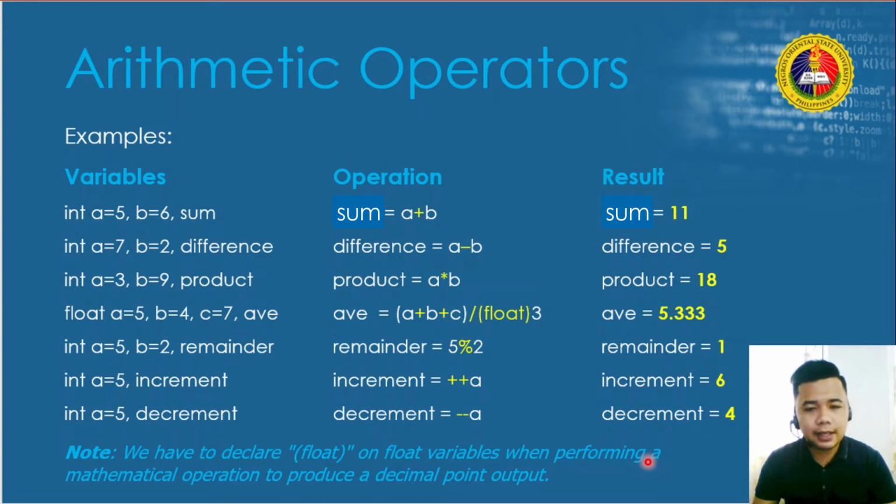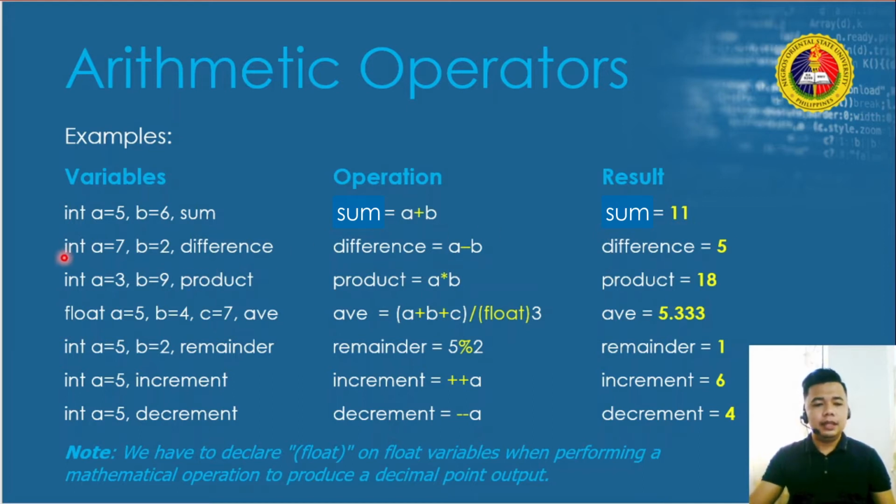Example. Let's take a look at the example that we have here. These are examples of arithmetic operators. Let's take a look at the first line. We have given variables: integer a is equal to 5, b is equal to 6, and then sum. So basically we have three variables here, a, b, and sum. The operation is we're going to add the values of 5 and 6, so the operation should be result is equal to a plus b, right? And then of course the result should be 11.